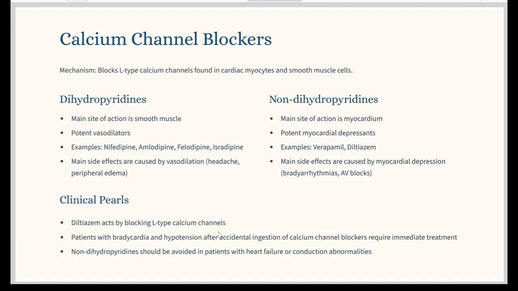They've asked this before: patients with bradycardia and hypotension after accidental ingestion of a calcium channel blocker require immediate treatment. This is a one-line thing, but they will make a scenario of it. They will give you a patient with a calcium channel blocker overdose. There'll be a lot of information, a really long MCQ, and what they're asking is this, basically. Or they can say the patient has taken an overdose of something, presented with bradycardia and hypotension, and now they're asking what they have taken. In the options, they might put in calcium channel blocker.